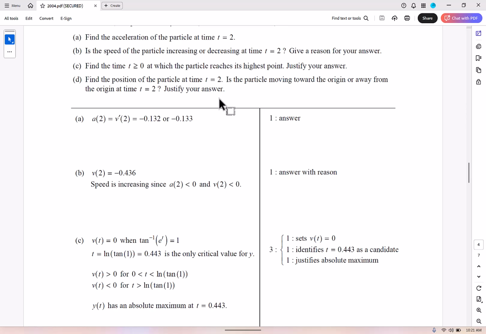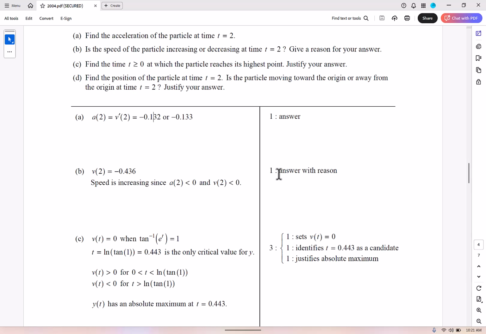Cool or not cool? All right, look at the letter B. Velocity is negative. Speed is increasing since acceleration and velocity are both negative. I love how they said it. They said it exactly how we said it. Cool or not cool? 1 point, letter B.